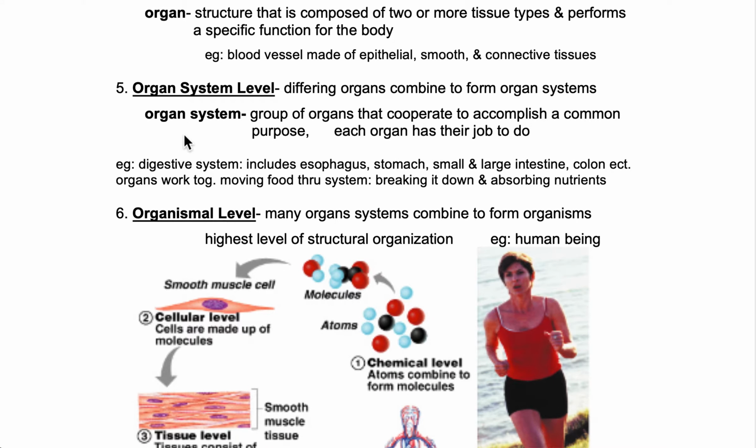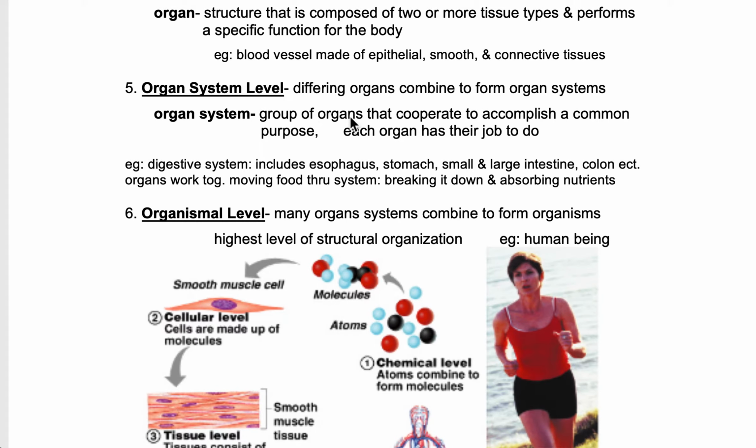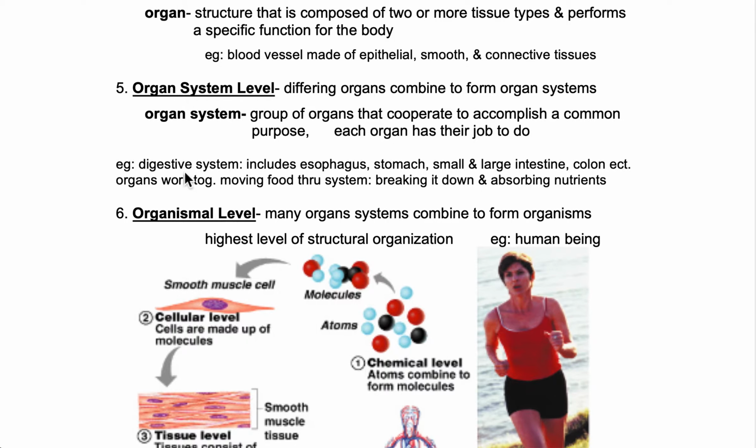When you look at organ systems, the skeletal system, the muscular system, the nervous system, these are all groups of major organs and supportive organs, called accessory organs, that cooperate to accomplish a common purpose. So each organ has its job to help the system function. My example here is the digestive system, including the major organs working together to move the food and absorb the nutrients.